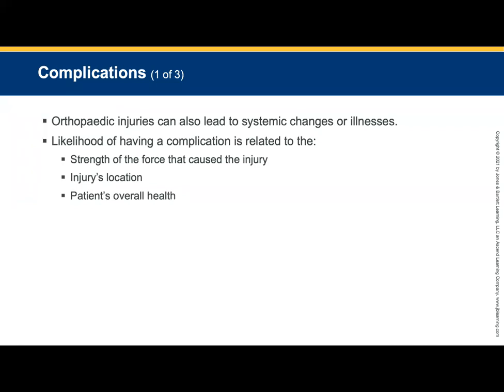Orthopedic injuries can lead to numerous complications, not just those involving the skeletal system, but also systemic changes for illness. The likelihood of having a complication is often related to the strength of the force that is caused by the injury. You have your injury location and your patient's overall health. So if they're in general good health, they're not going to have as much trouble as somebody that is completely out of shape, overweight. They're going to recuperate better. Their body's going to be more adjusted to things and move forward from there.